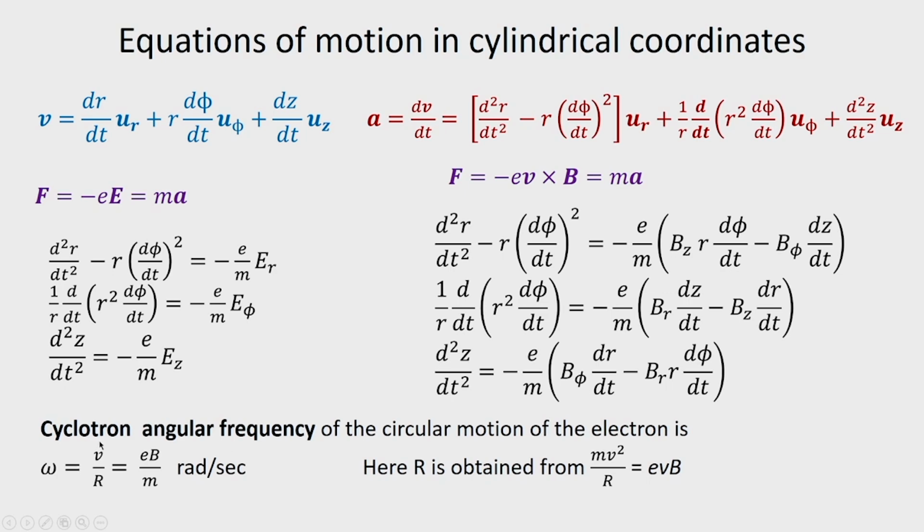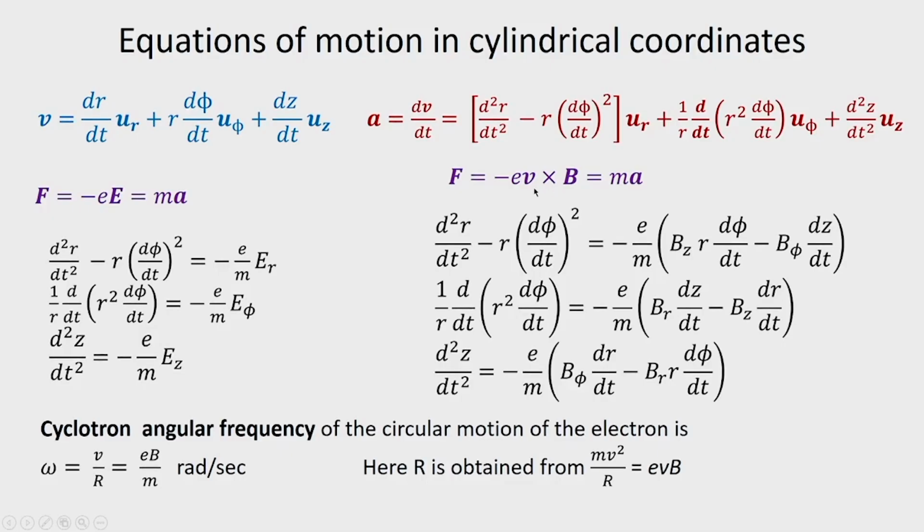And we also define the cyclotron angular frequency of circular motion of the electron. Now, because V and F, these two are perpendicular to each other. This force is perpendicular to both V and B. So, this force, being a perpendicular force, will try to move the electron in a circular path.